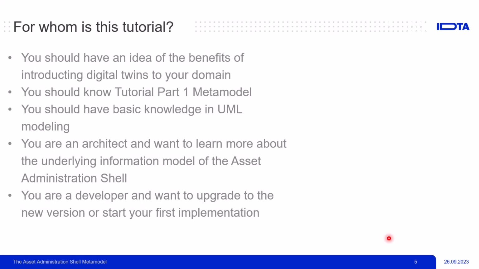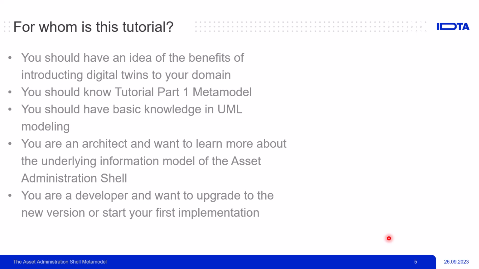For whom is this tutorial? This is not a tutorial explaining why you need digital twins and which business cases and use cases and so on. It is assumed that you have an idea why you are interested in this specification and why digital twins are a good idea to implement. And I also assume that you know tutorial part 1, or at least know what it is about, the meta model, because 3A and part 1 are very strongly related.